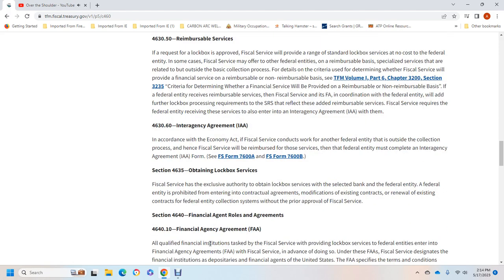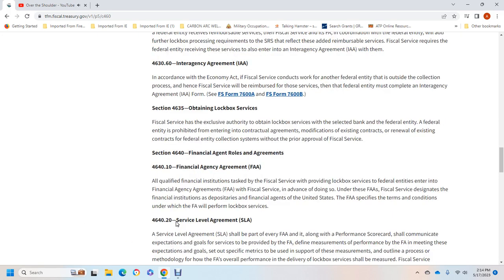4635 Obtaining lockbox services. Officials have the exclusive authority to obtain lockbox services for the selection of the bank for the federal entity. The federal entity then is prohibited from the nature of the contractual agreement, the modification of an existing contract, or the renewal of an existing contract for the federal entity collection system without prior approval of the official service.